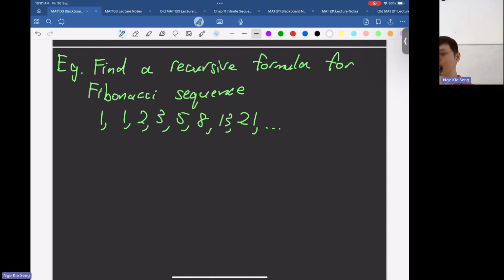Okay, any idea how to define a recursive formula? You need to start with a base case, right? What's the base case? a1 equals 1. And then what's the rest? Need to add two base cases. Okay, seems like we need two base cases. Why?